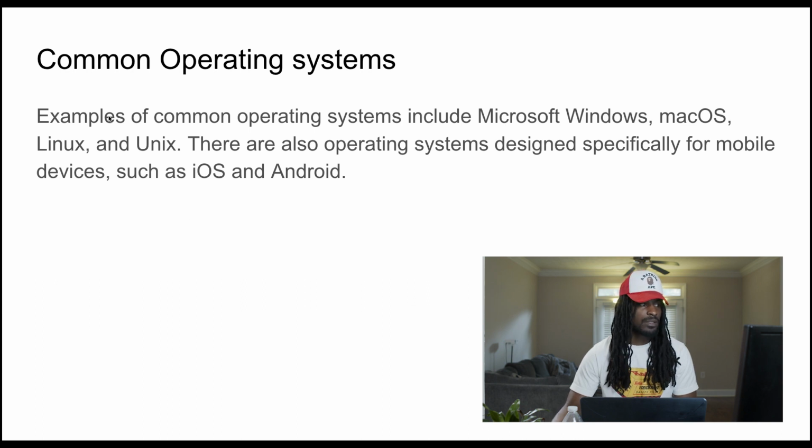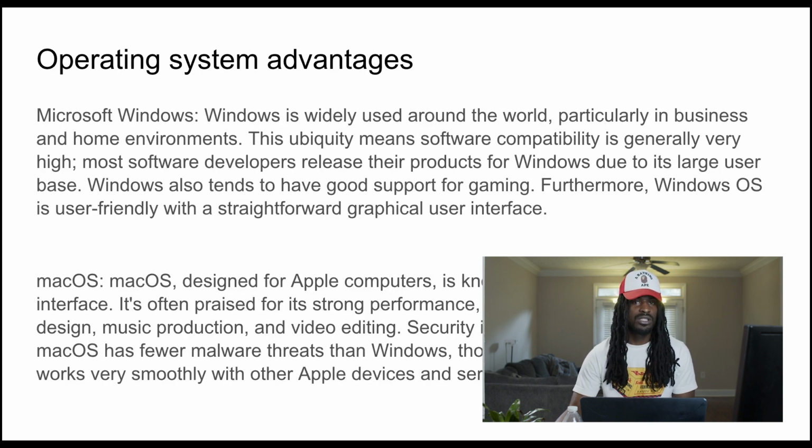Common operating systems. The examples are Windows, Mac OS X, Mac OS, Linux, and Unix. There are also operating systems designed specifically for mobile devices such as iOS and Android. And those are pretty much the biggest ones right now. Any phone that you get on the market is probably going to have either one of those. You can install Linux on a phone and on a mobile device, but for the most part, people will stick with Android and iOS. Here are some key operating system advantages.